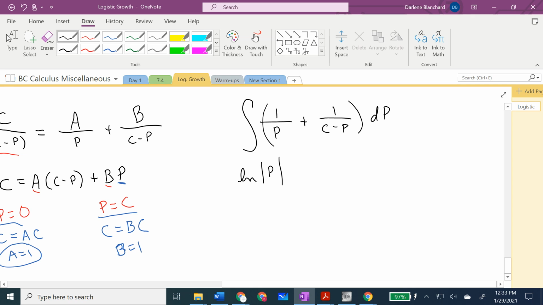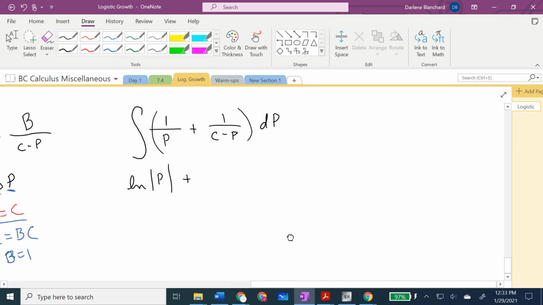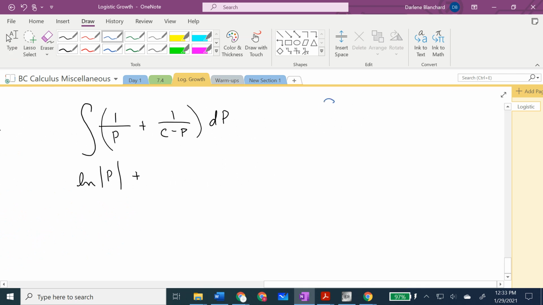So first we get natural log of absolute p. We technically don't need the absolute values on there. But be careful with the next integral. It's easy to make a minor little mistake. I am going to actually, with this to the side, show an integration of this alone.